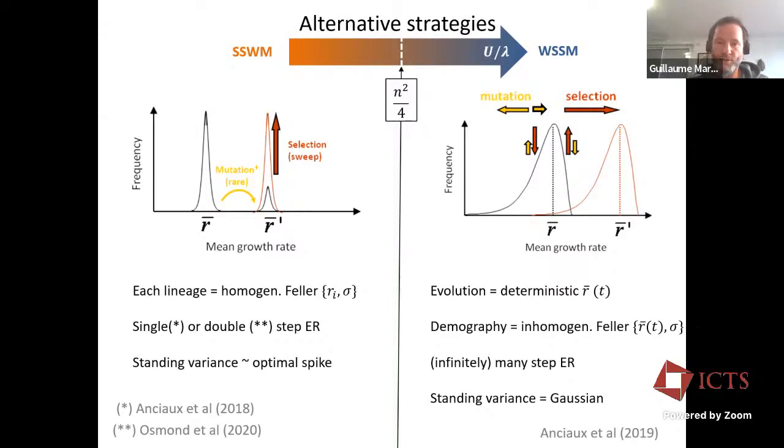Okay, so we don't have a treatment for the intermediate. I'm trying to do it right now, but it requires quite elaborate stochastic treatments.